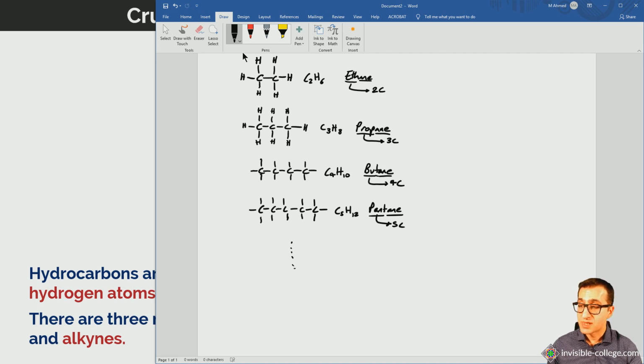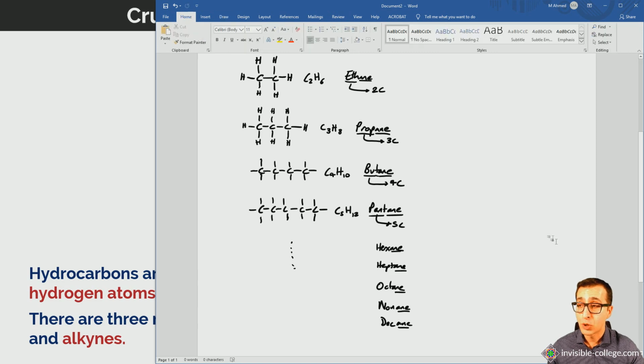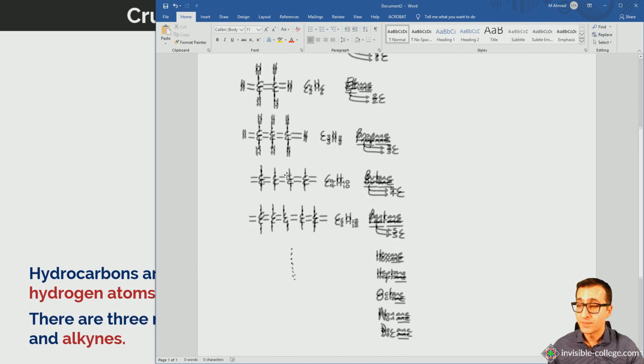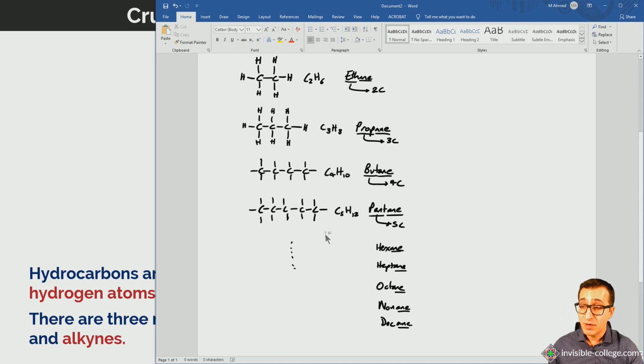Now we have other members of the series, which are going to be hexane, heptane, octane, nonane for 9, decane for 10, 11 would be undecane, and so on. But these are the ones that at the bare minimum you need to know. Now notice all of these have the suffix ane, which indicates that they're all members of the homologous series of alkanes, and the prefixes indicate the number of carbons.